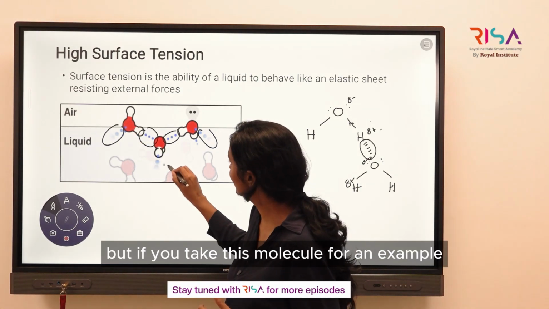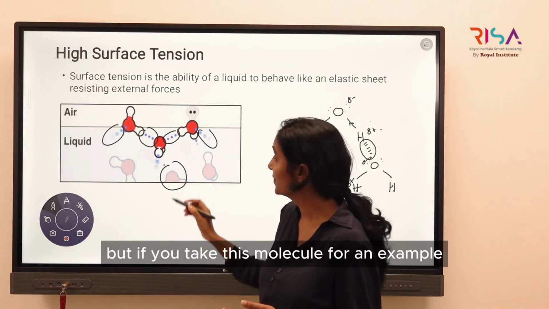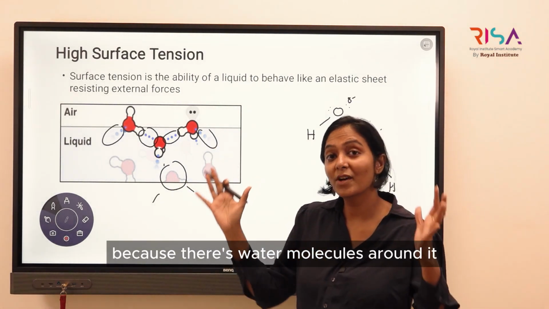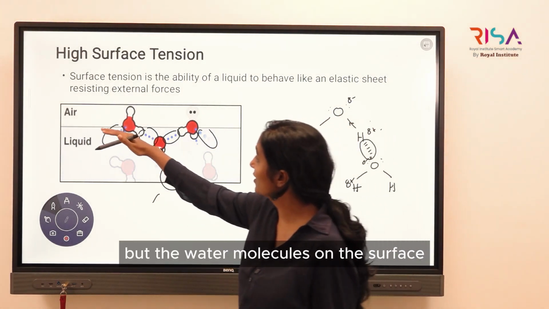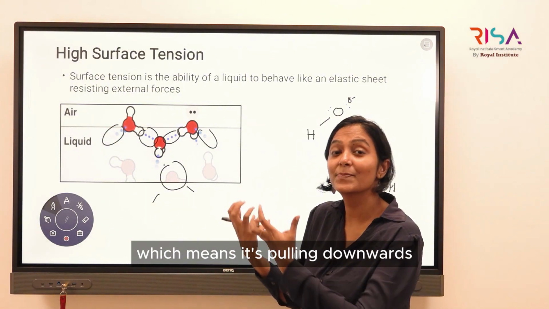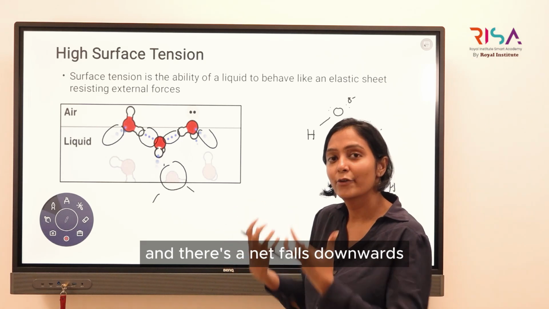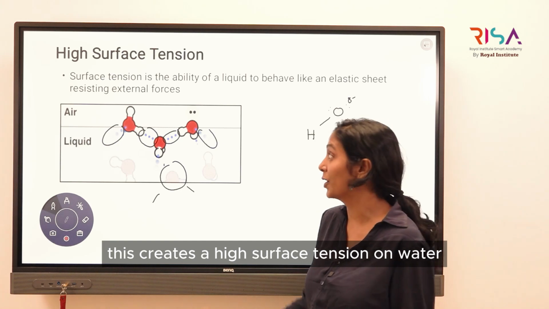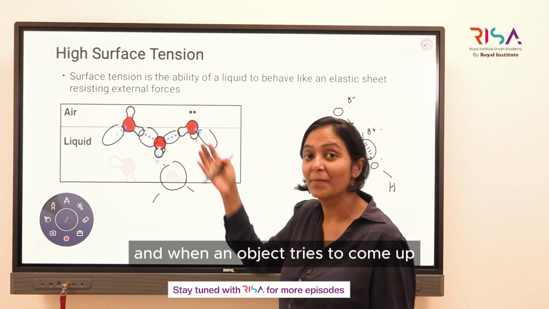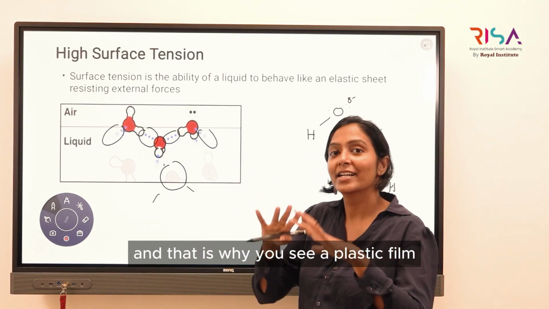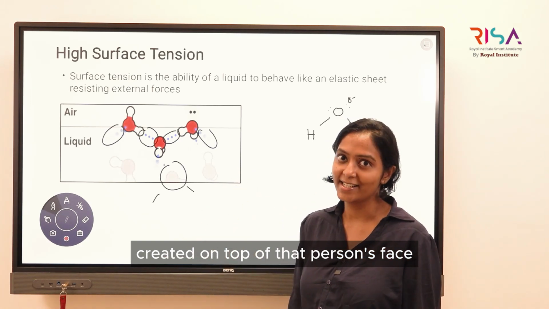But if you take this molecule for example, this has hydrogen bonding on all sides because there are water molecules around it. But the water molecules on the surface have hydrogen bonding only downwards, which means it's pulling downwards and there's a net force downwards. This creates a high surface tension on water, and when an object tries to come up, it doesn't let it easily. And that is why you see a plastic film created on top of that person's face.